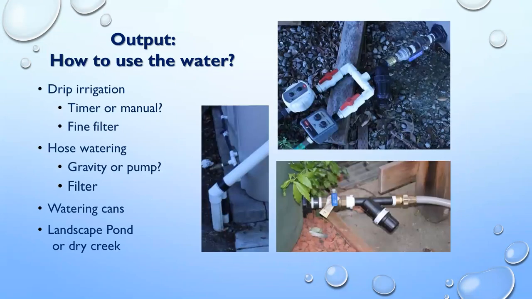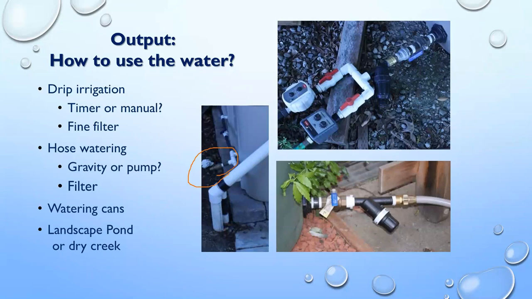So we already really talked about the drip timers and drip irrigation. You can set it up for manual or for a drip timer. We really talked about that already. And you really just want to think about how you're going to use your water when you set up your system and your output for your system. Because if you want to use watering cans, then you need to make sure that you have a way to fill those watering cans and your system isn't set up as a closed system like all these ones pictured. Actually, right here, you can see this does have a valve to fill watering cans.